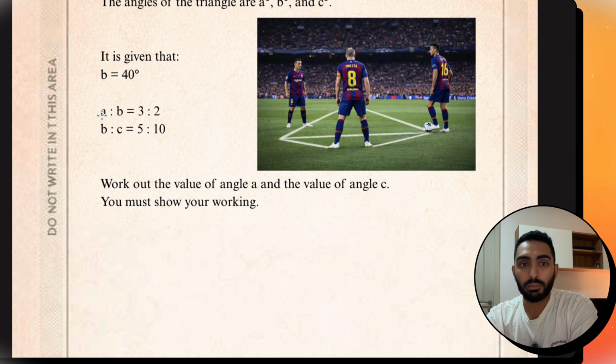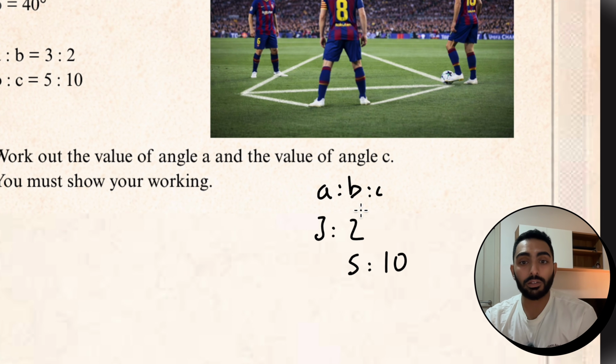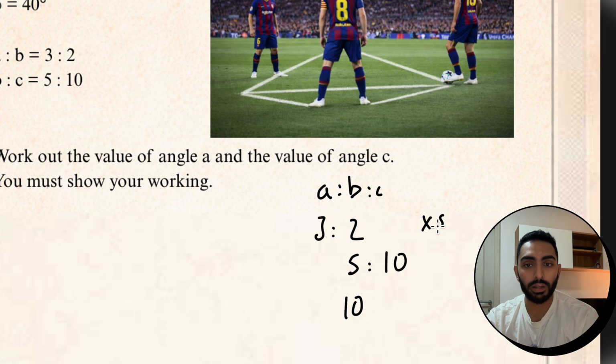First thing that I'm going to do is try and get a ratio of A to B to C. And A to B is 3 to 2, and B to C is 5 to 10. It's kind of similar to when you're adding or subtracting fractions. We're trying to get this middle number to be the same, because we have the information for the B's. So the lowest common multiple of 2 and 5 would be 10. I've multiplied the top one by 5, and I've multiplied this one by 2. This 3 times by 5 would give me 15, and 10 times by 2 would be 20.